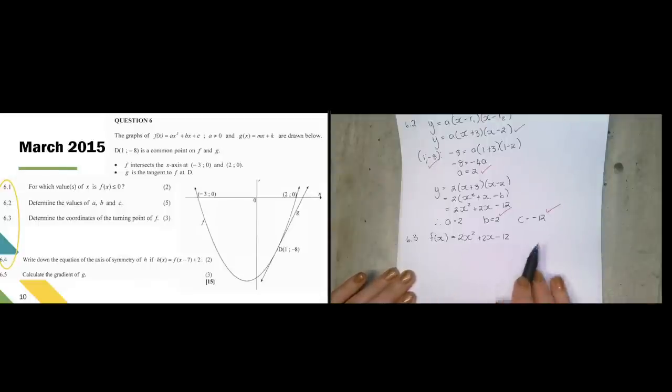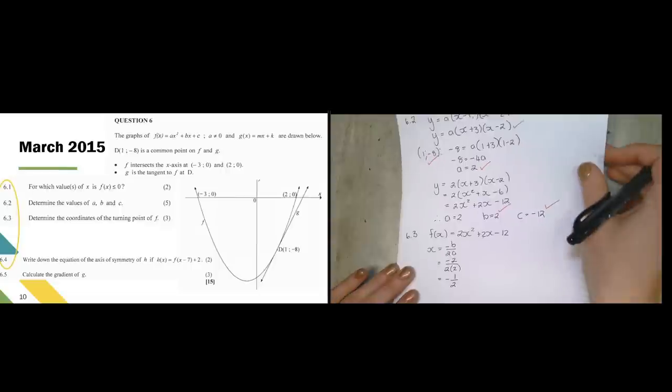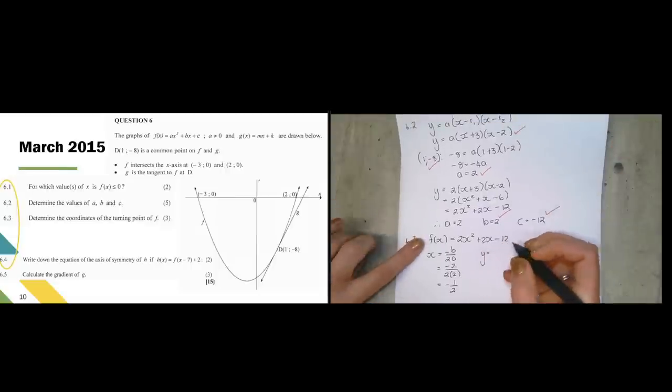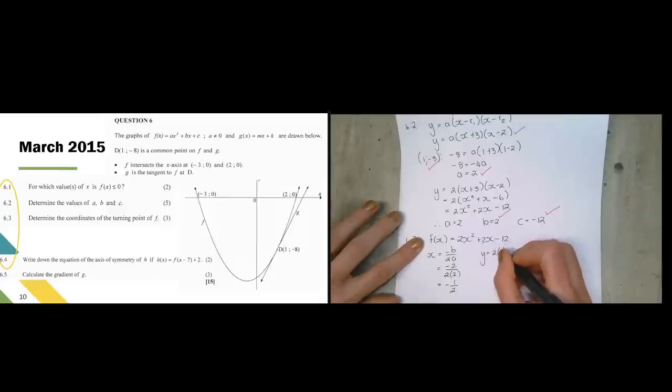How can I get the turning point of a parabola? You can first use the formula if you want: x is negative b over 2a. So x is, what is b again? 2. So negative 2 over 2a, which is also 2. So that works out to be negative 2 over 4, so that's negative a half. They said the coordinates of the turning point, so I also need the y value, which means I must substitute it into my original one. So 2 times negative a half squared plus 2 times negative a half minus 12. And that works out to be negative 12 comma 5. So the turning point's coordinate is negative a half and negative 12 comma 5.